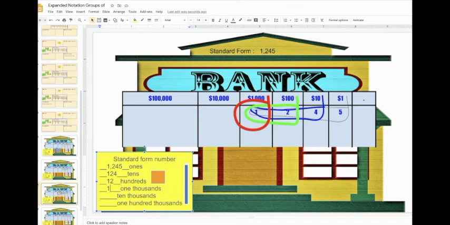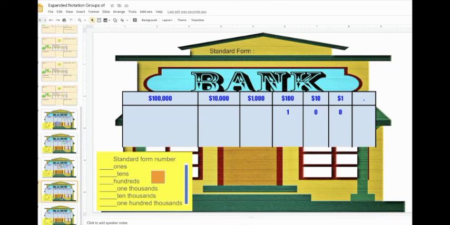Okay? So I want you to go ahead and play around and use your own numbers and decide how many ones, tens, hundreds, 1,000s. You can even do 10,000 numbers and 100,000 numbers.